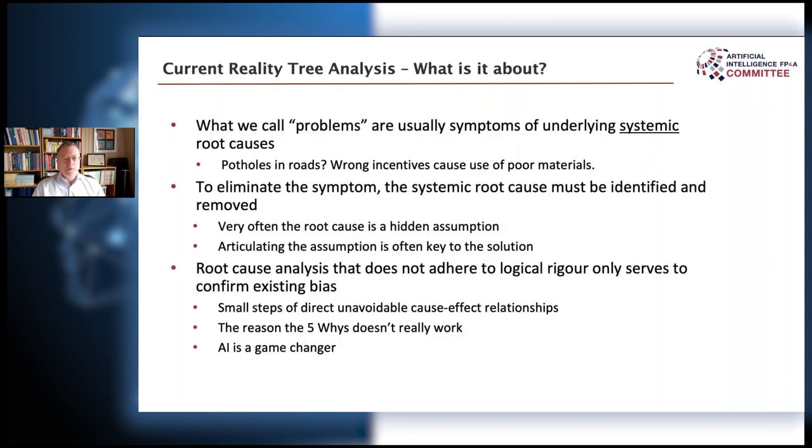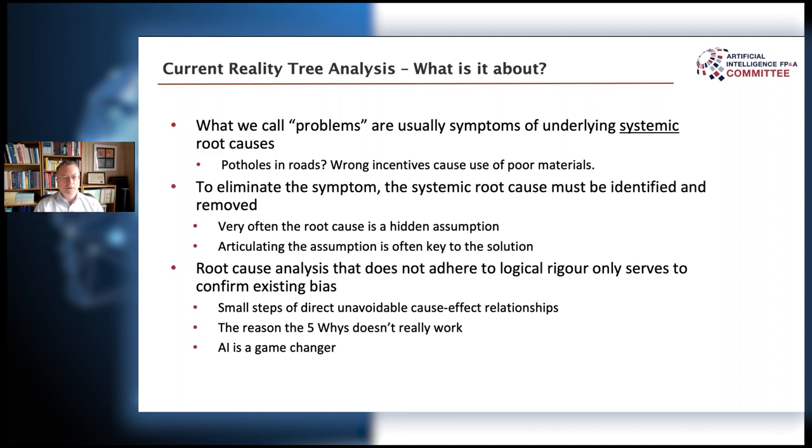So the example I'm going to start with here is the root cause analysis, or what we call current reality tree analysis. It's based on the assumption that what we usually call problems are actually symptoms of underlying systemic root causes, and that to eliminate a symptom, it is not enough to attack the symptom. We must identify and remove the systemic root cause. Those root causes are very often just some hidden assumptions, and more often than not, just articulating the assumption is the key to the solution.